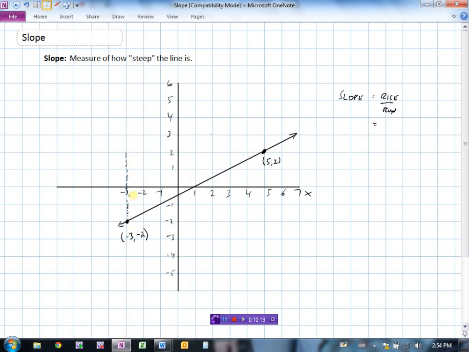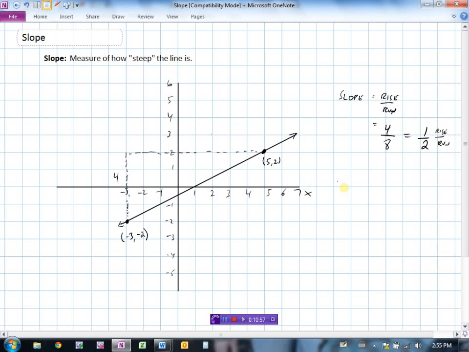1, 2, 3, 4. So my rise is 4, and my run is all the way over to this point. 1, 2, 3, 4, 5, 6, 7, 8. So 4/8, which I can reduce to 1/2. So this is telling me that there's a rise of 1 for every 2 units that I go over to the right. And you can see that's what's happening here. I go up 1 for every 2 units that I go over. Up 1 over 2. That's the slope of this line.